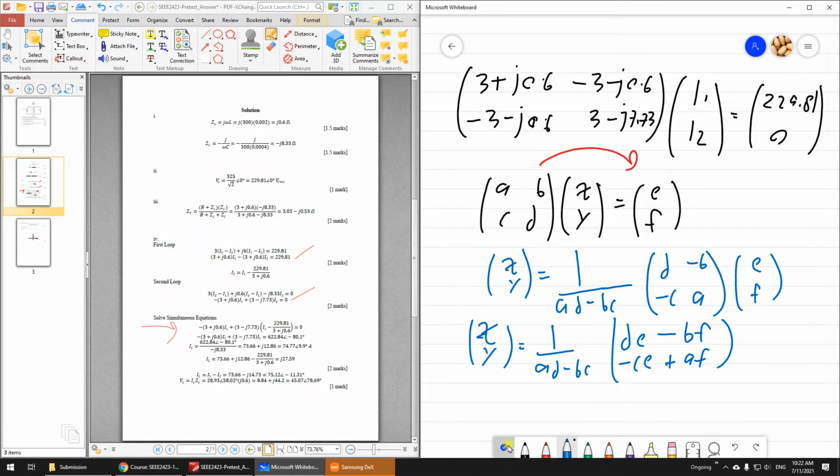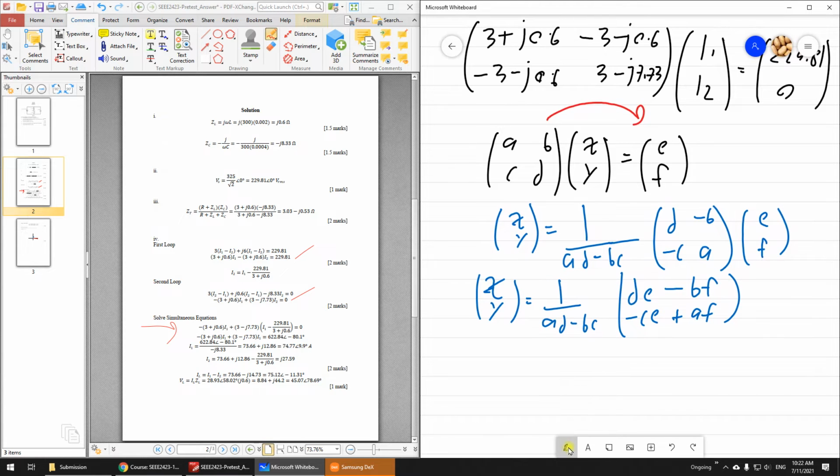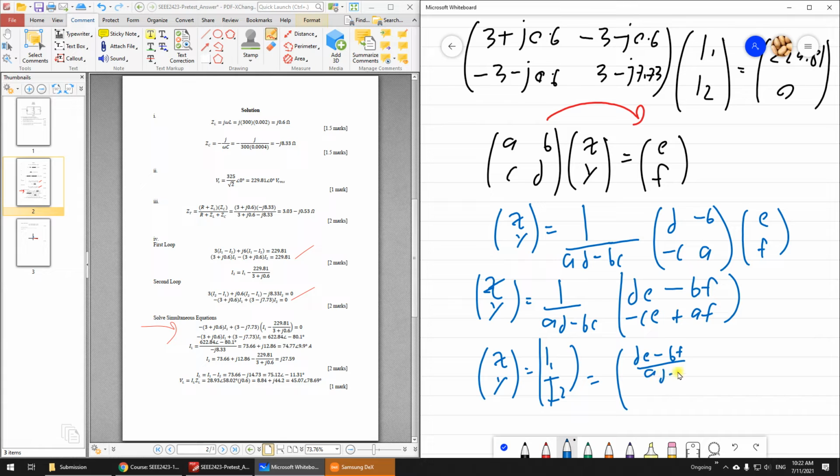So let me move this a bit. Basically x and y, which is equal to I1 and I2, is equal to de minus bf divided by ad minus bc, and another one is negative ce plus af divided by ad minus bc. This one is already a bit complicated, but it's okay.